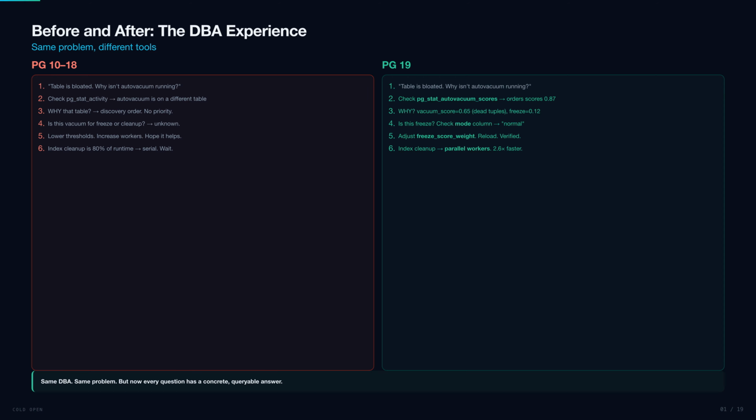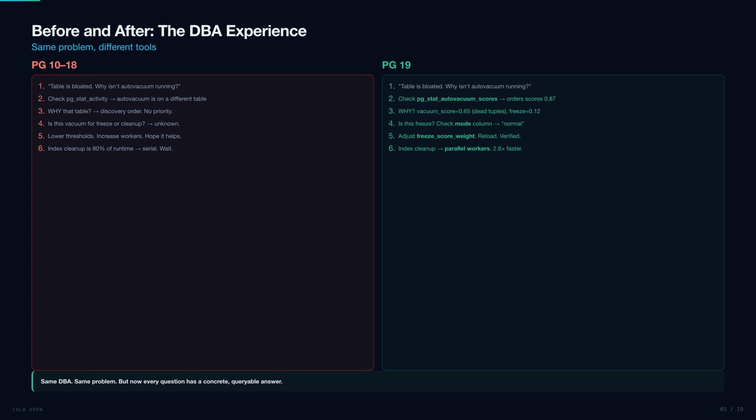PG 10 through 18, table is bloated. Why isn't autovacuum running? Check pg_stat_activity. It is on a different table. Why that table? Discovery order. Is this vacuum for freeze or cleanup? Unknown. Lower thresholds. Increase workers. Hope.